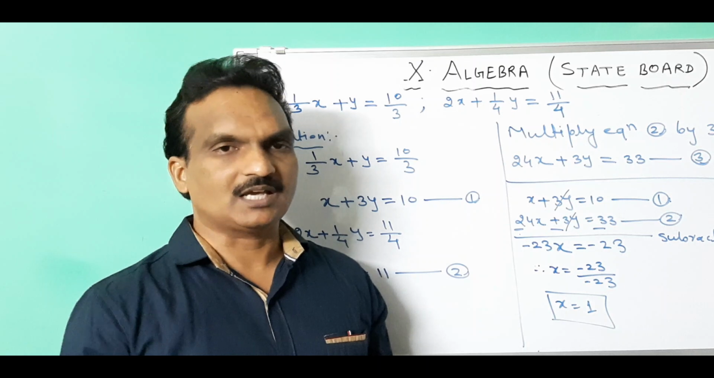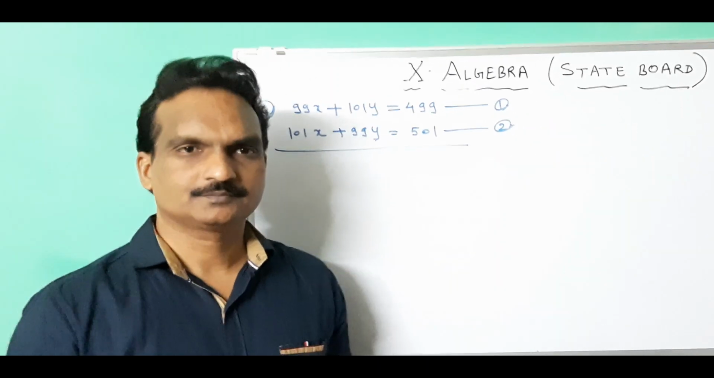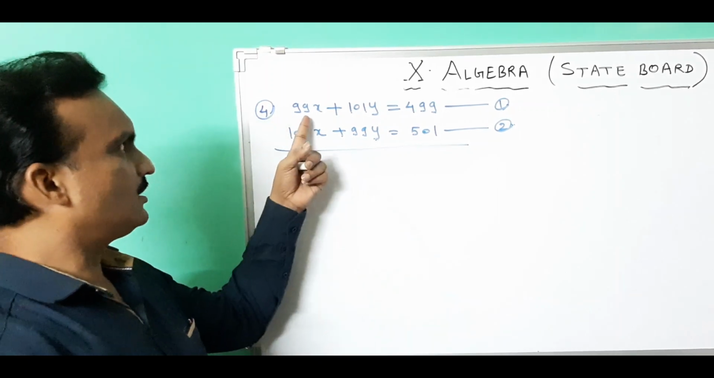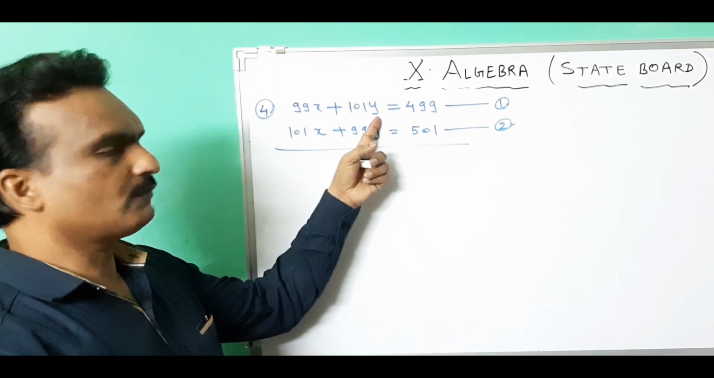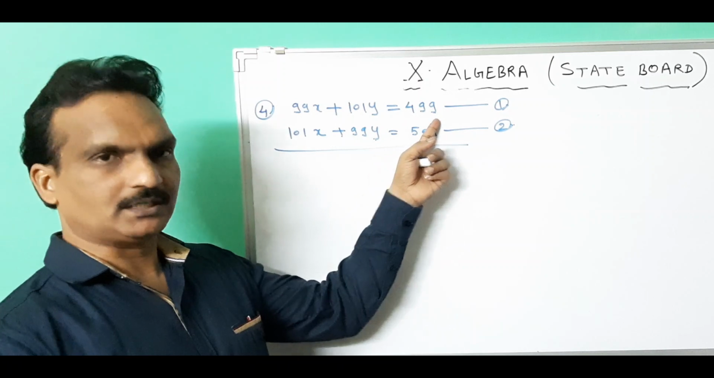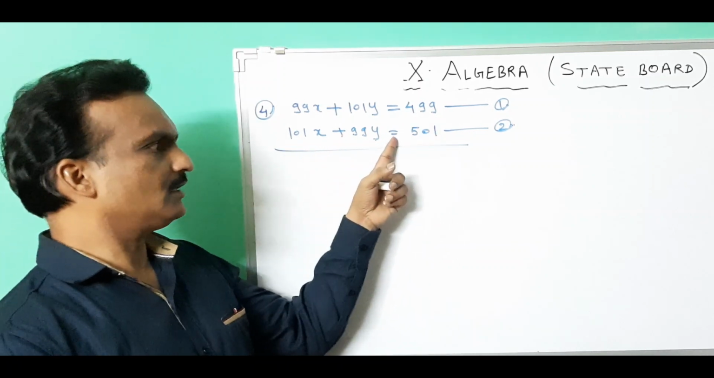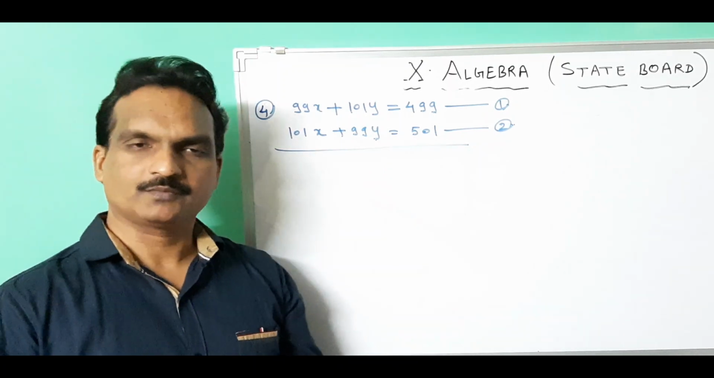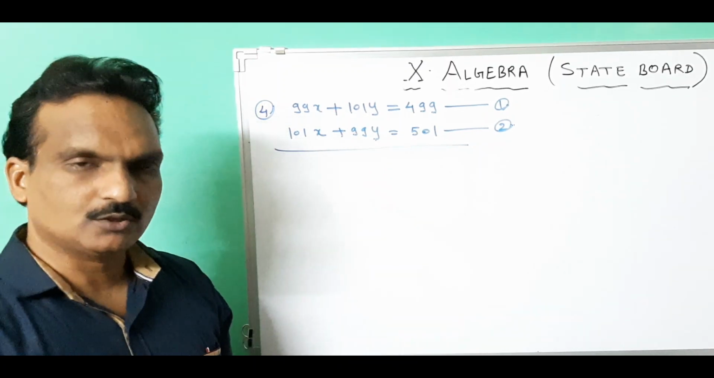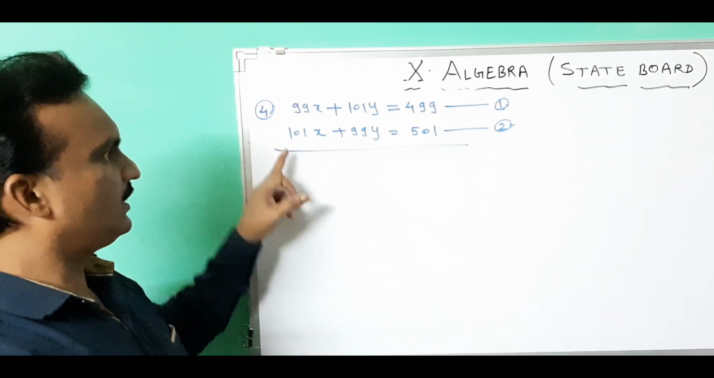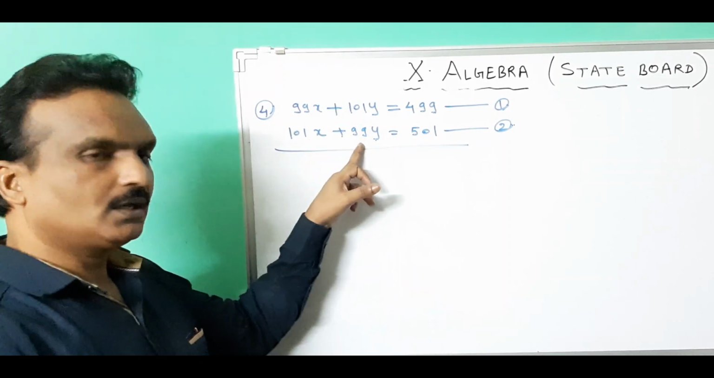Now we will take the last question, fourth one. So our fourth question is 99x plus 101y equal to 499. And here 101x plus 99y is equal to 501. Now see whether the coefficients are same or not. Here the coefficients are different and here also the coefficients are different.